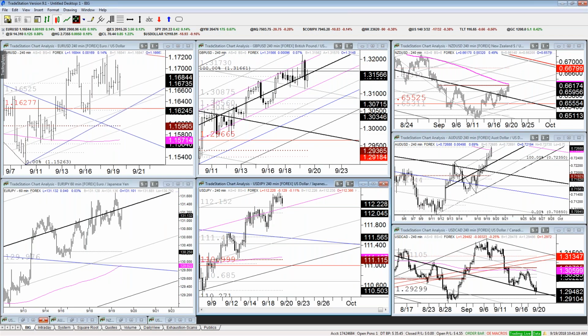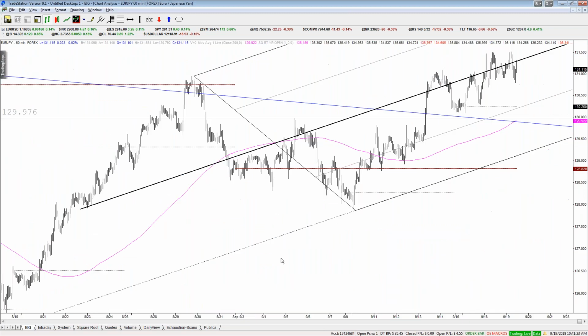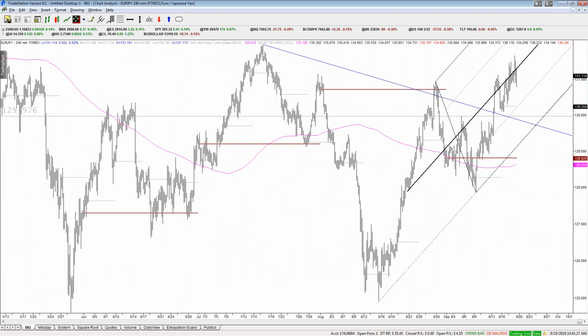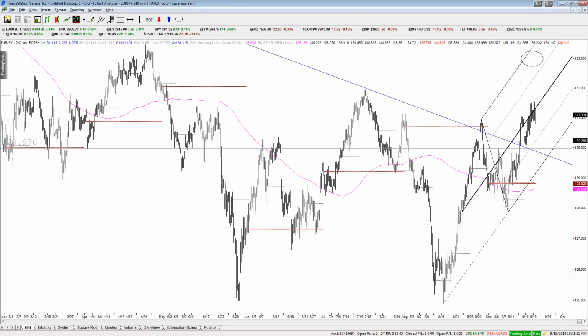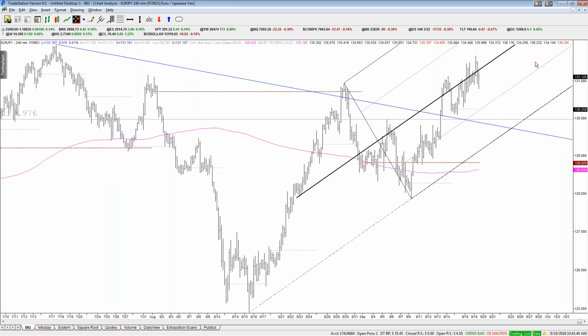Okay. So you can start with Euro Yen. Certainly bullish Euro Yen, okay? No reason to be bearish here. I guess you're trading right at the 200-day average, but you've broken through a big level.